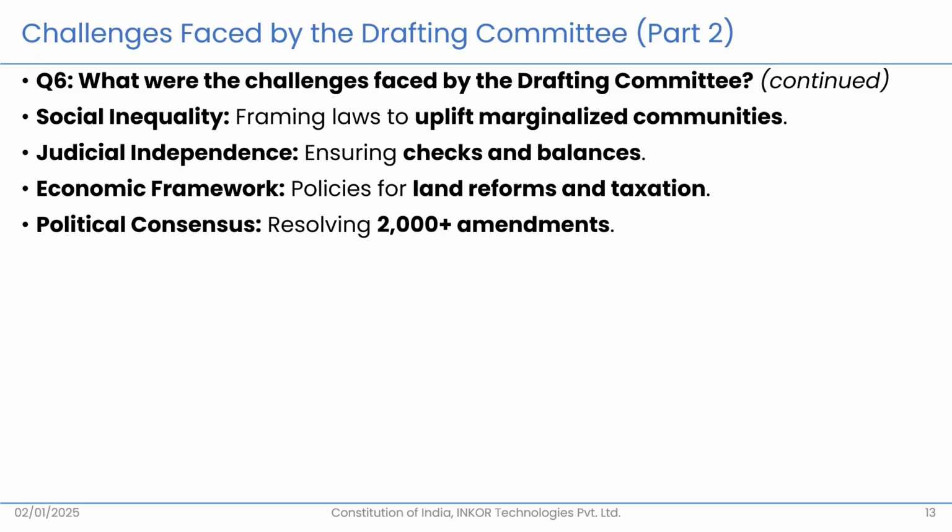Social inequality was another major concern for the drafting committee. The Constitution had to include provisions to uplift marginalized communities while ensuring national unity. Ensuring judicial independence was another challenge. Courts had to remain neutral and serve as a check on executive power while protecting citizens' rights. There were also debates on the economic framework of the country. The Constitution had to address land reforms, taxation policies, and financial governance, ensuring economic stability. Finally, achieving political consensus was a massive challenge. The committee had to consider over 2,000 amendments while maintaining balance between progressive reforms and traditional values.